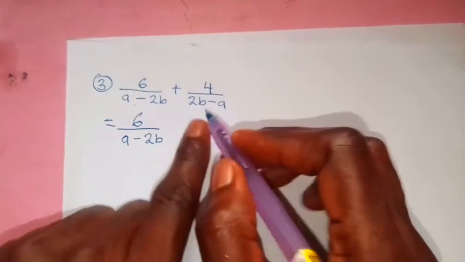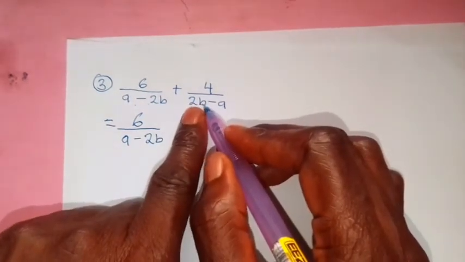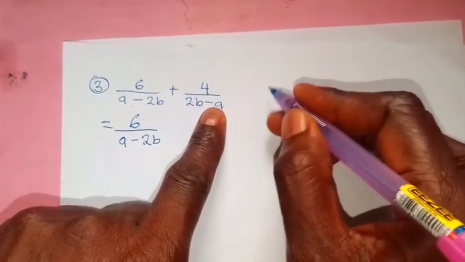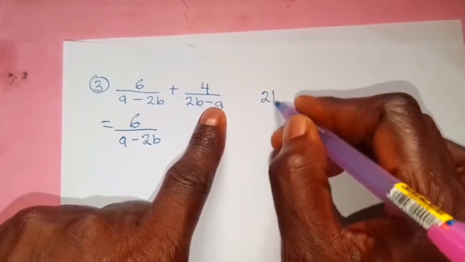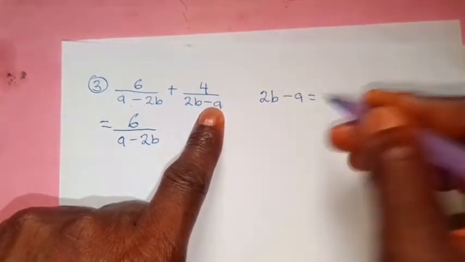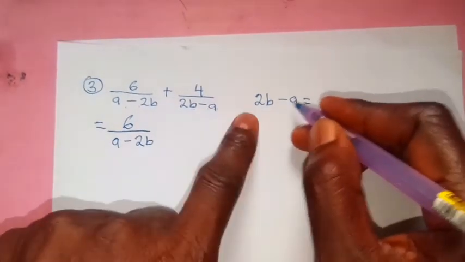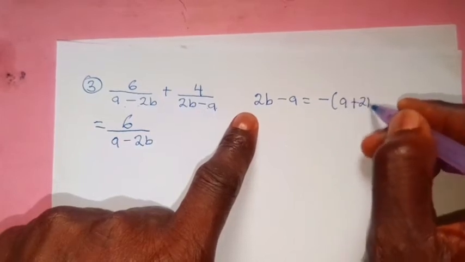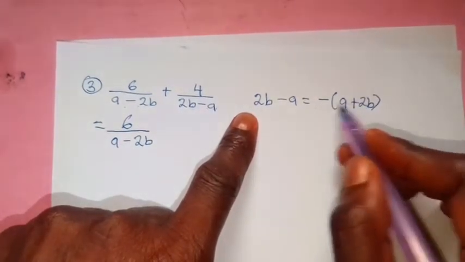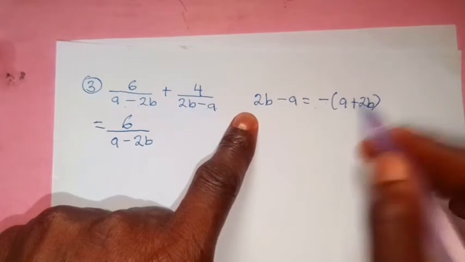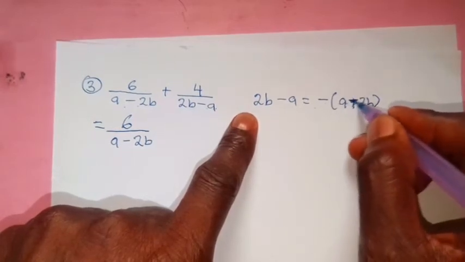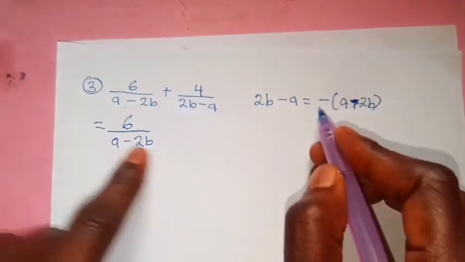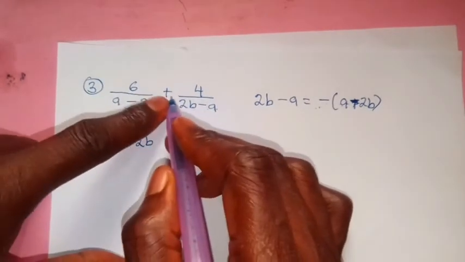Now here's what we are going to do. Since we have 2b minus a, from our first lesson, I would like you to go and watch that video after this, I showed that if we want to rewrite this, we can put it as minus into bracket a minus 2b. If you evaluate this, you are going to have minus a plus 2b. So this minus that is here is going to change the sign of the value that we got here, which is plus.